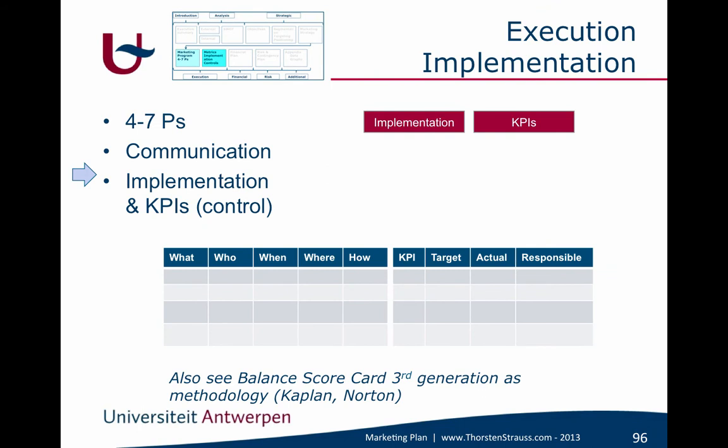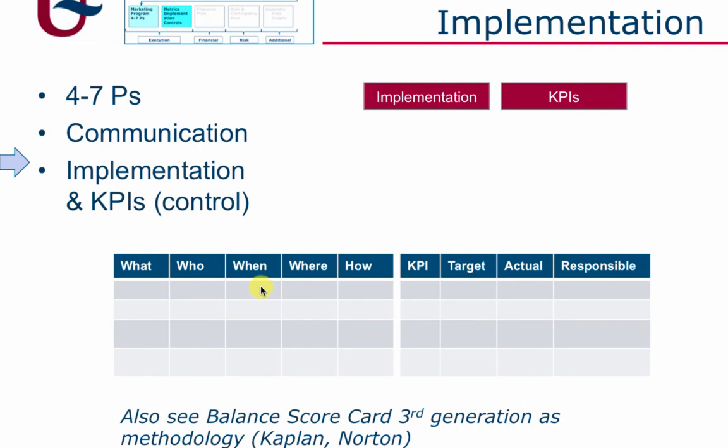And then coming to implementation and control, those are very closely connected. You can utilize the balanced scorecard, third generation, as a methodology by Kaplan and Norton. I think they're very, very good. Basically what it is, you have to determine what gets done, who does it, when does it get done, the staging, that's very important, what's first, what's second, where is it getting done, and how is it getting done. How is it then measured? That's the control part of it.